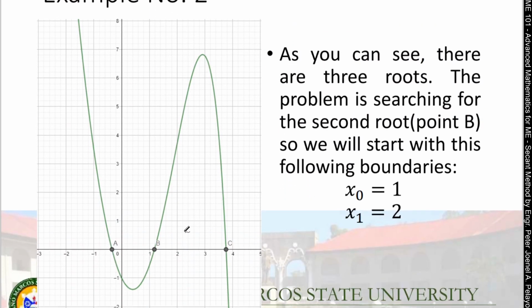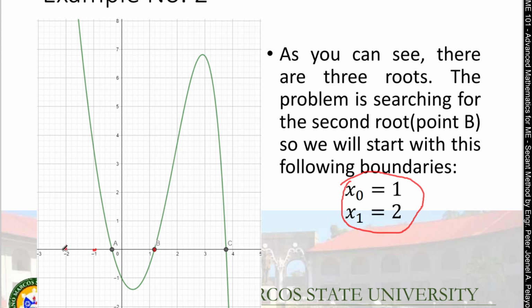So, as you can see, there are three roots. X0 is 1, X1 is 2. So, bakit X0 is 1, X1 is 2? Ganito lang yan. Kahit anong points ang ibigay mo. For example, kinuha natin negative 2, itong point na negative 2 and point na negative 1. Ang hinanap natin, second root, si B.